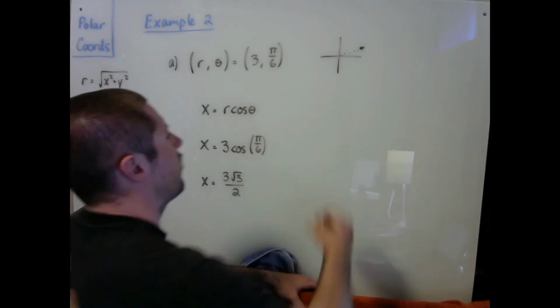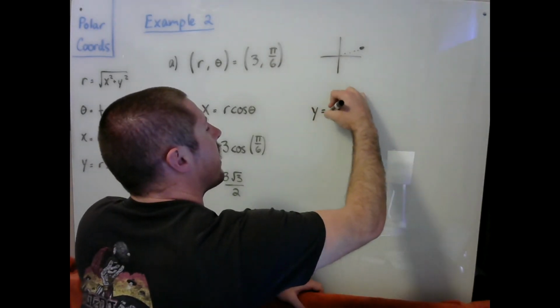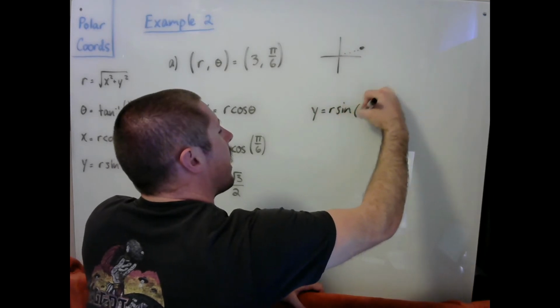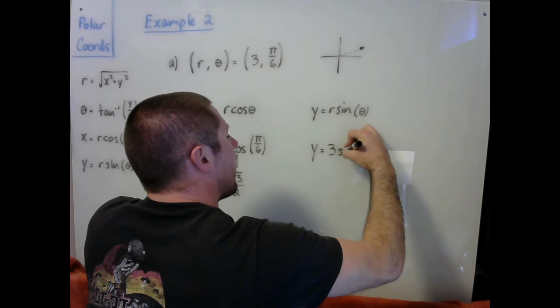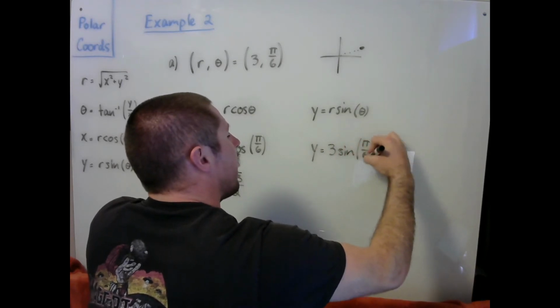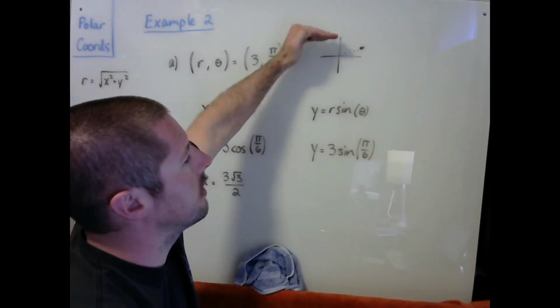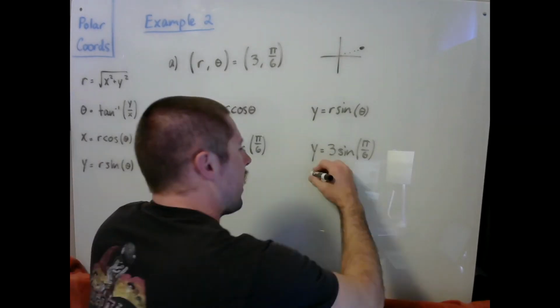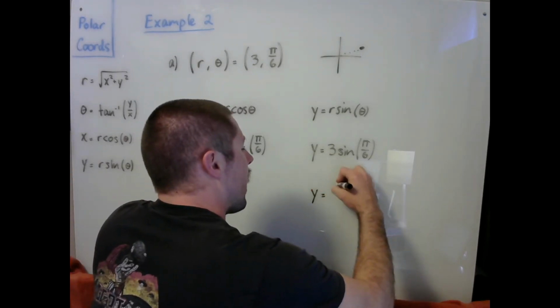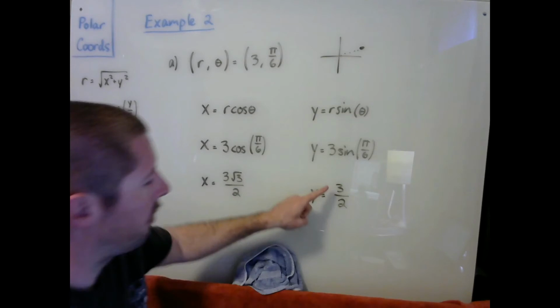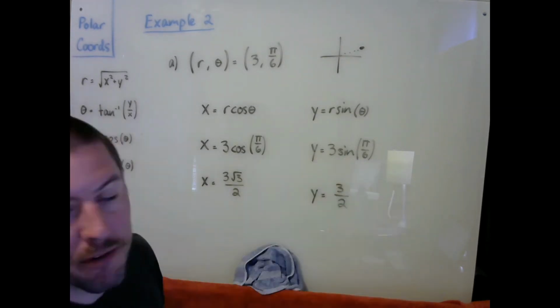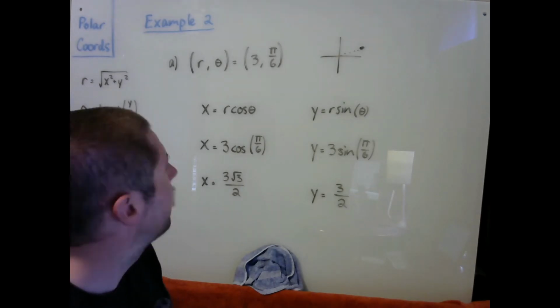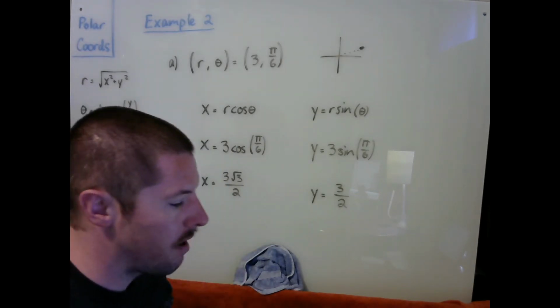Very, very similarly, we can do this for y. Nothing too exciting happening here. y is r sine theta, so we're going to get y is going to be 3 times the sine of pi sixths. I can see that the height of this point is the smaller of the two, so that's going to be our 1/2. So we should be getting that y is 3 over 2. The 3 is the radius 3. Dividing by 2, that's our 1/2 that came from the sine of pi sixths right there. So there's our first example for part A.